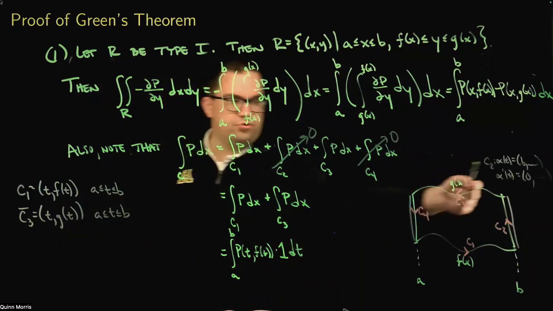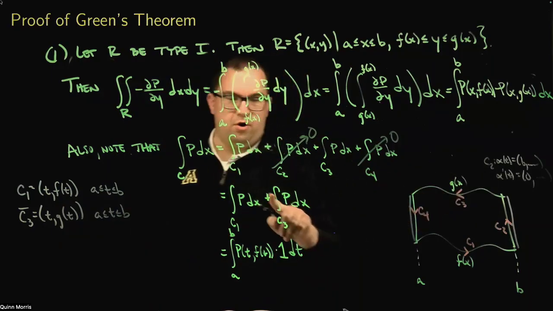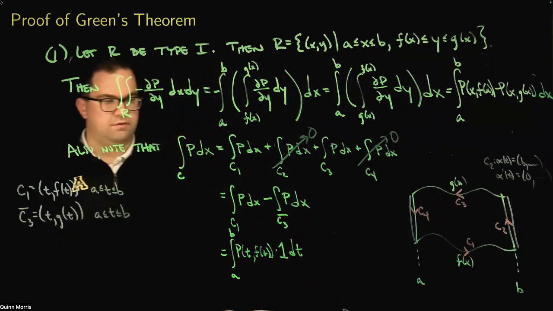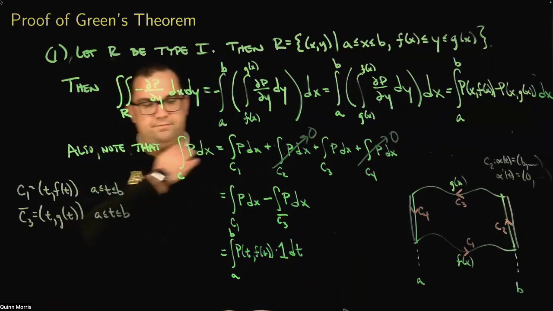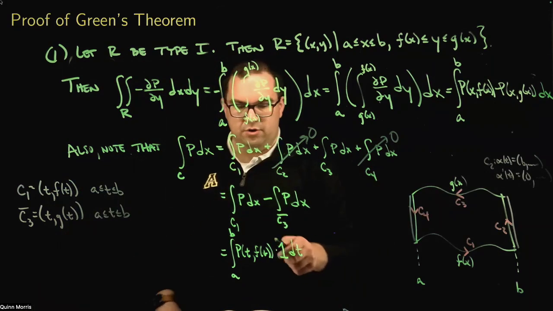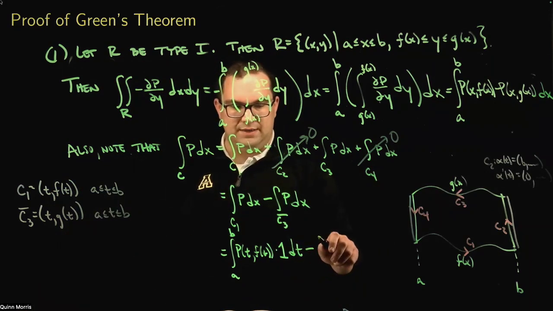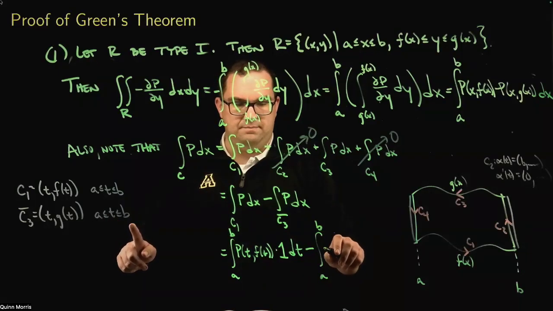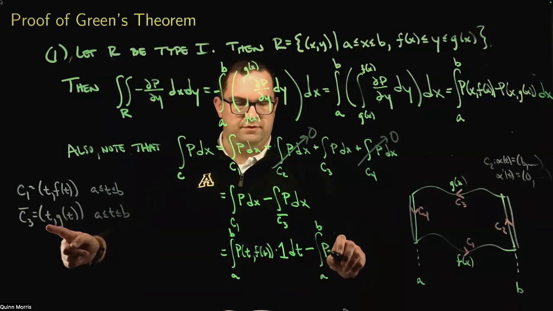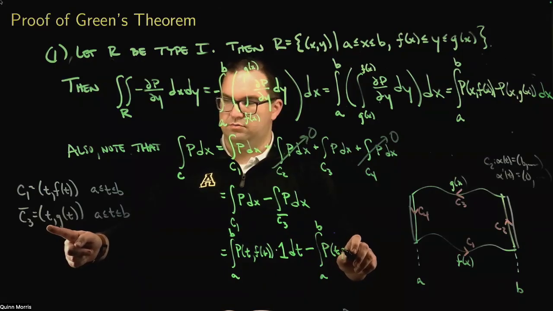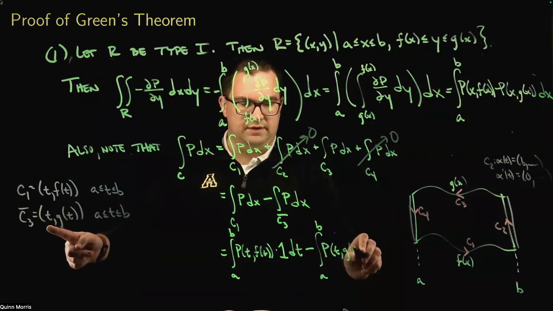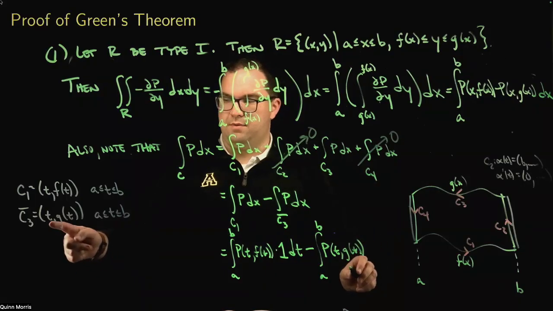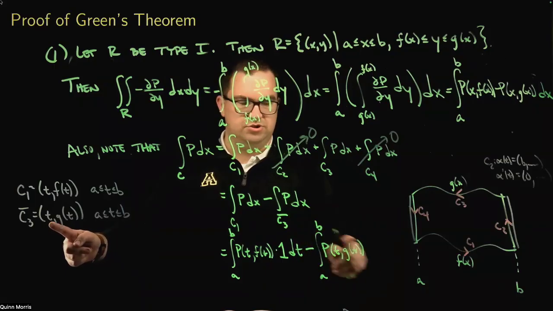Now remember here, C3 is running in this direction. We have C3 bar. So really what we're thinking about here is negative the line integral over C3 bar. And so here we're going to get a minus. Again, this parameterization goes from a to b. And now it's P of alpha of t, so t comma g of t, times alpha prime of t, but just the x component. So that's just 1 again.